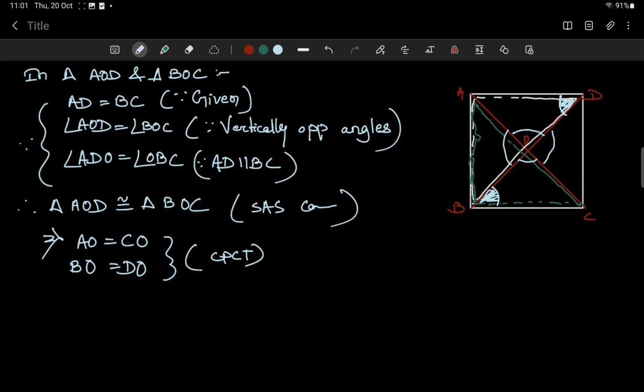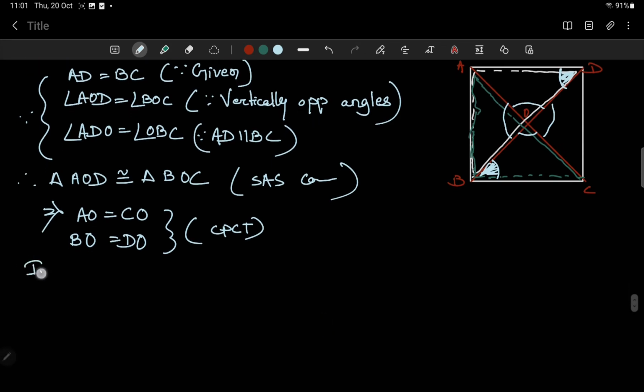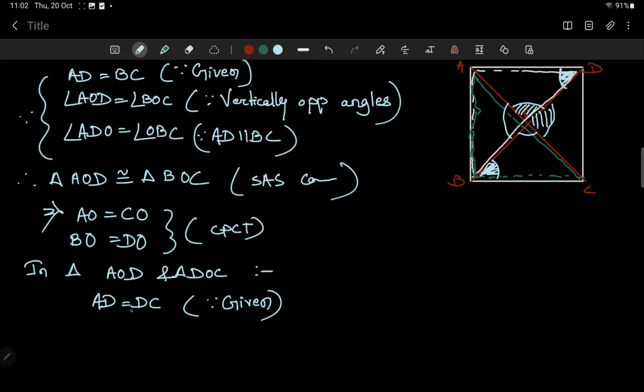So here again we have to do another proof, in triangles AOD and DOC. You have to make this angle and this angle similar. If you do, then we can prove that these are 90 degrees. We can say that AD equals DC. Why? Because it is given. Also DO equals DO, the common side.